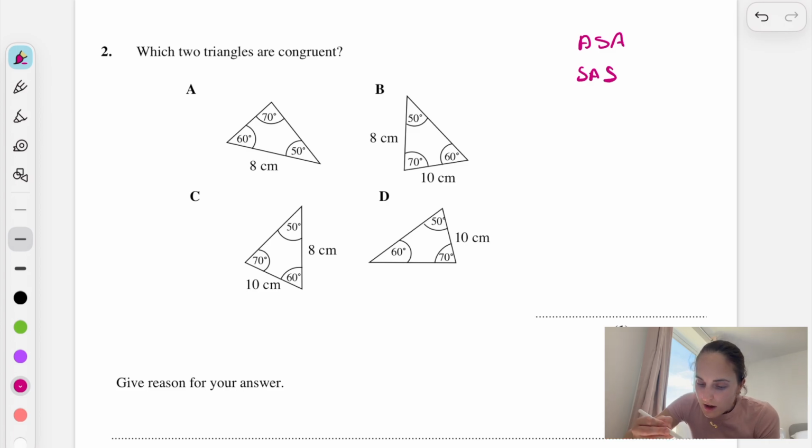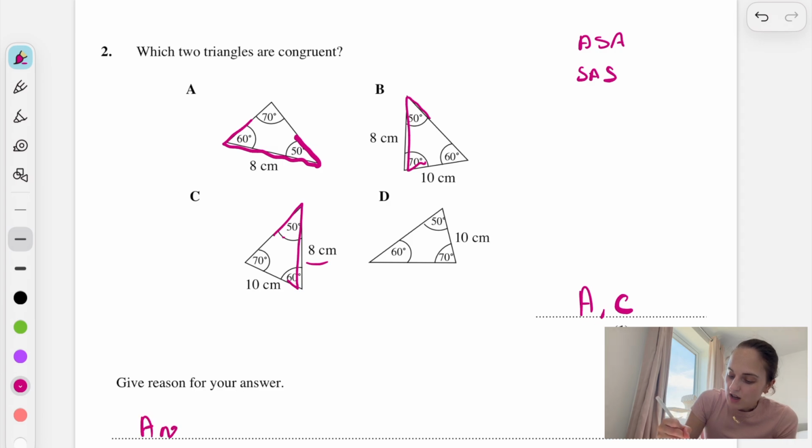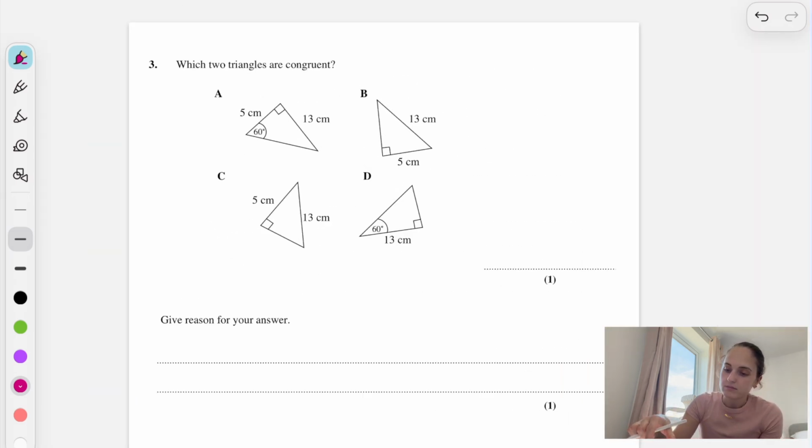So if we just look at the first one, we've got a 60, an 8 and a 50. If there was another triangle that had a 60, an 8 and a 50, together, then they would be congruent. If we just look at triangle B, we have an 8, but 8 is sandwiched between 50 and 70, so they're not congruent. This one here, we have an 8, but 8 is sandwiched between 50 and 60, so we can say that A and C must be congruent because we have angle, side, angle. So the two congruent triangles are A and C, and the reason is angle, side, angle.